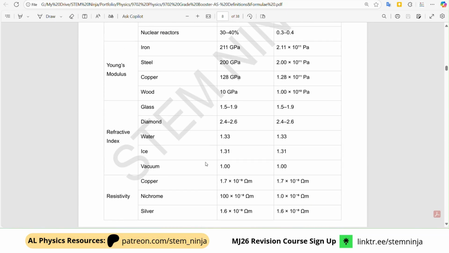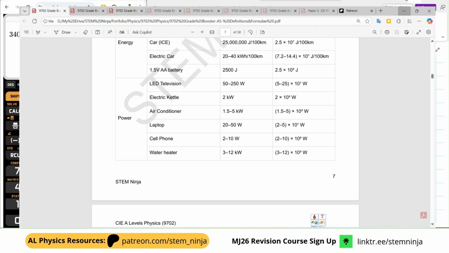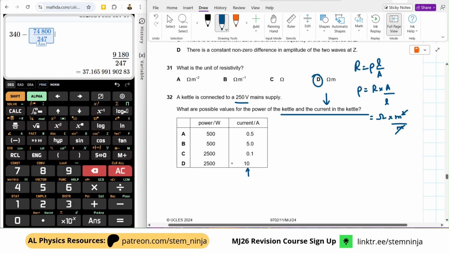Resistivity, temperature, resistance, power. Okay, so you see power around 2 kilowatts. Actually, this is a very reasonable estimate. You can even see that at your home. So roughly around 2000. So if you multiply this, you will actually get 25,000.